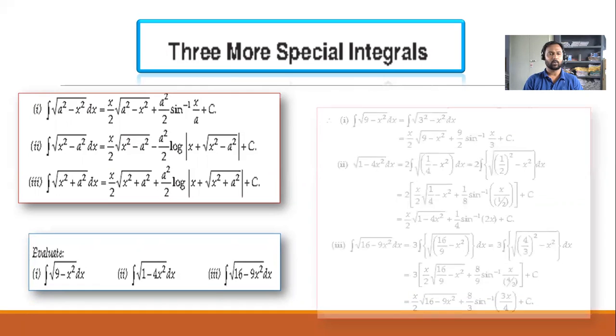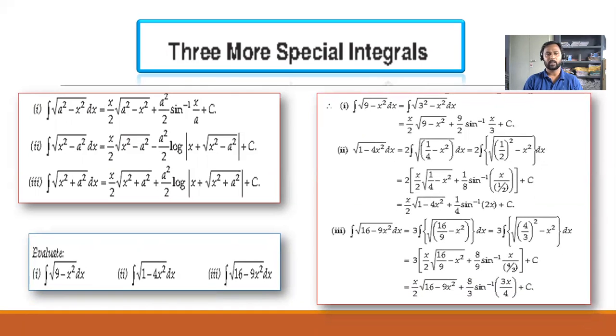First one, integral root of 9 minus x square dx can be rewritten as integral root of 3 square minus x square dx, of the first type, whose answer is x by 2 root of a square minus x square, means 9 minus x square, plus a square by 2. So it is 9 by 2 sine inverse x by a, x by 3, plus c. So very simply, we can directly apply these formulas.